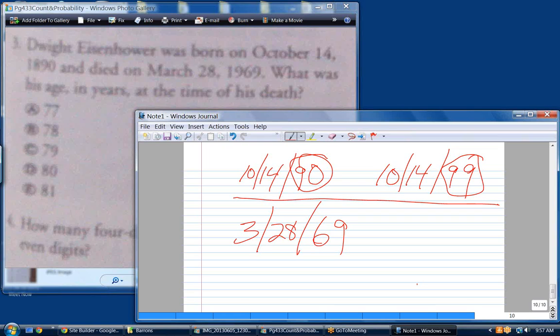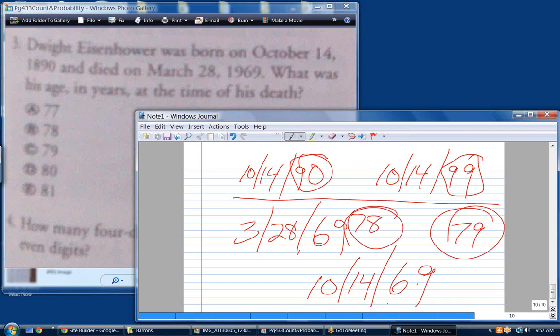Right. Okay, so on 10/14/69, he would be 79. Right, he would have been 79. He was 78. Okay, and that's, I think, the best way to do that problem. Figure out birthday to birth date, what his age would be, and then does that come before his birth date or after? Or after, okay.